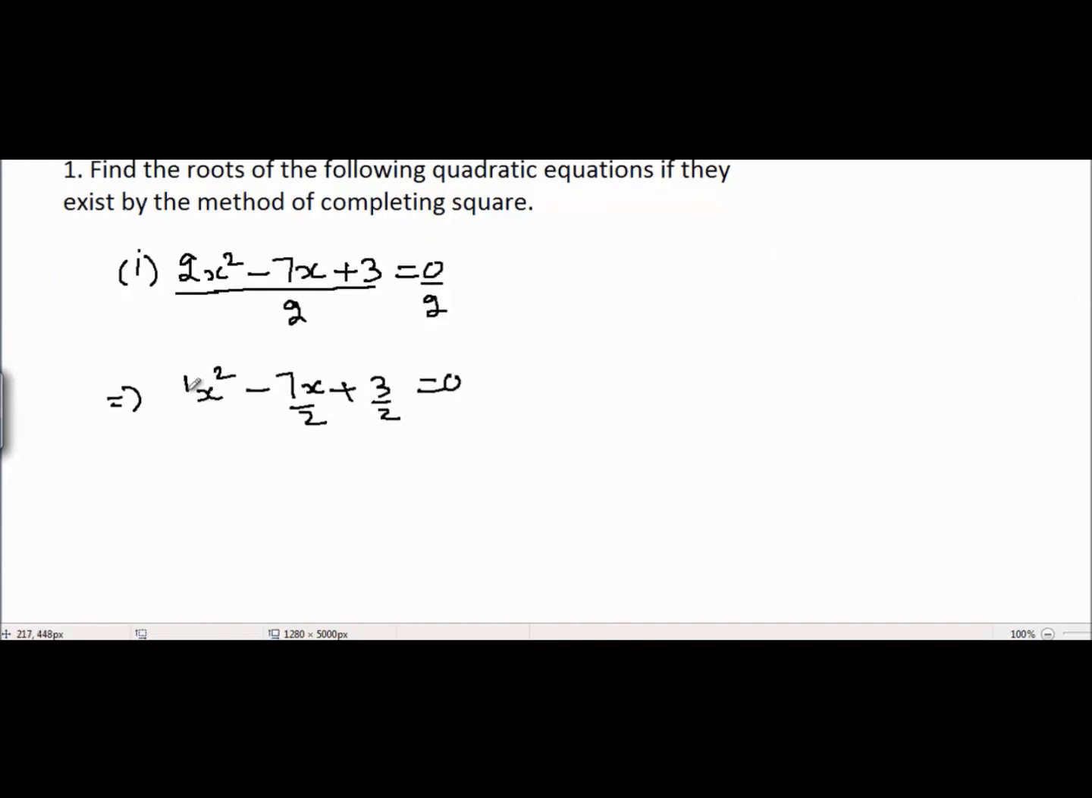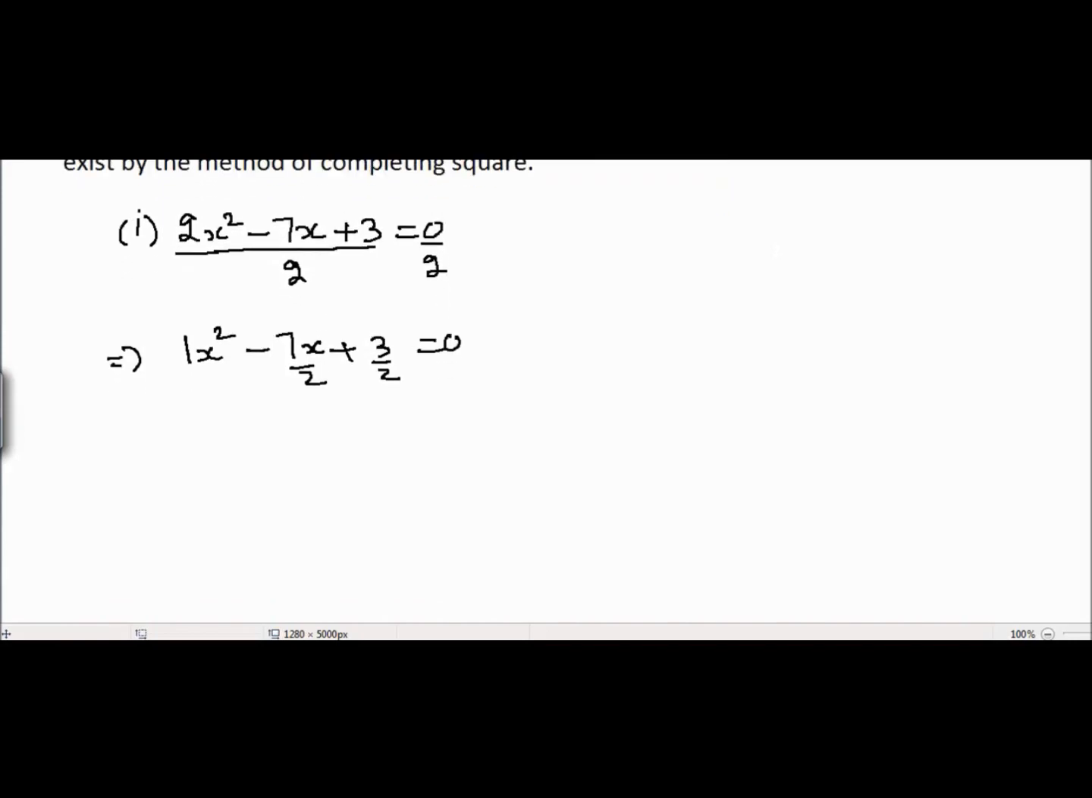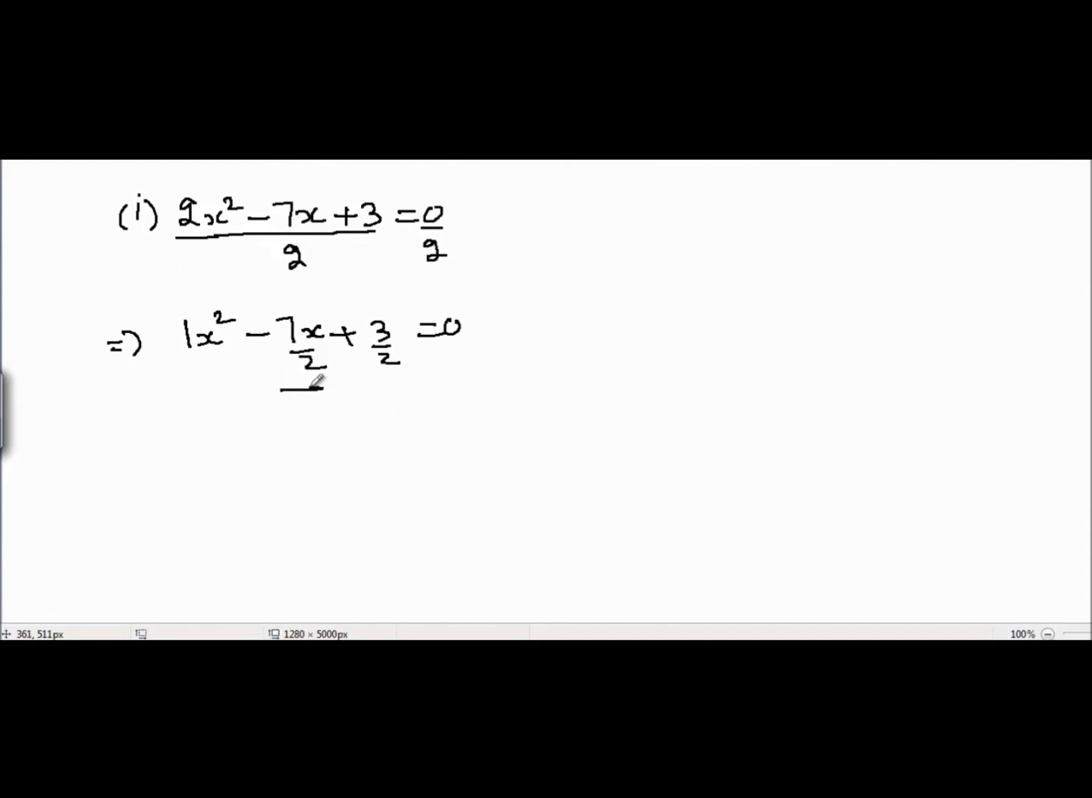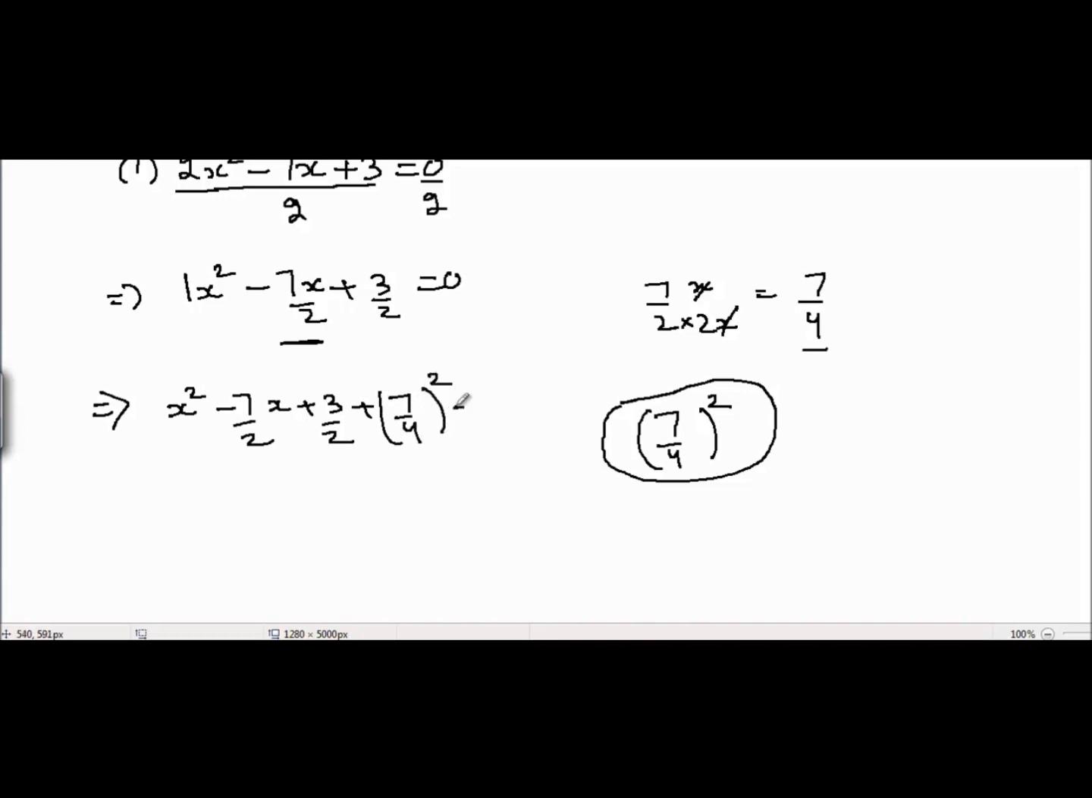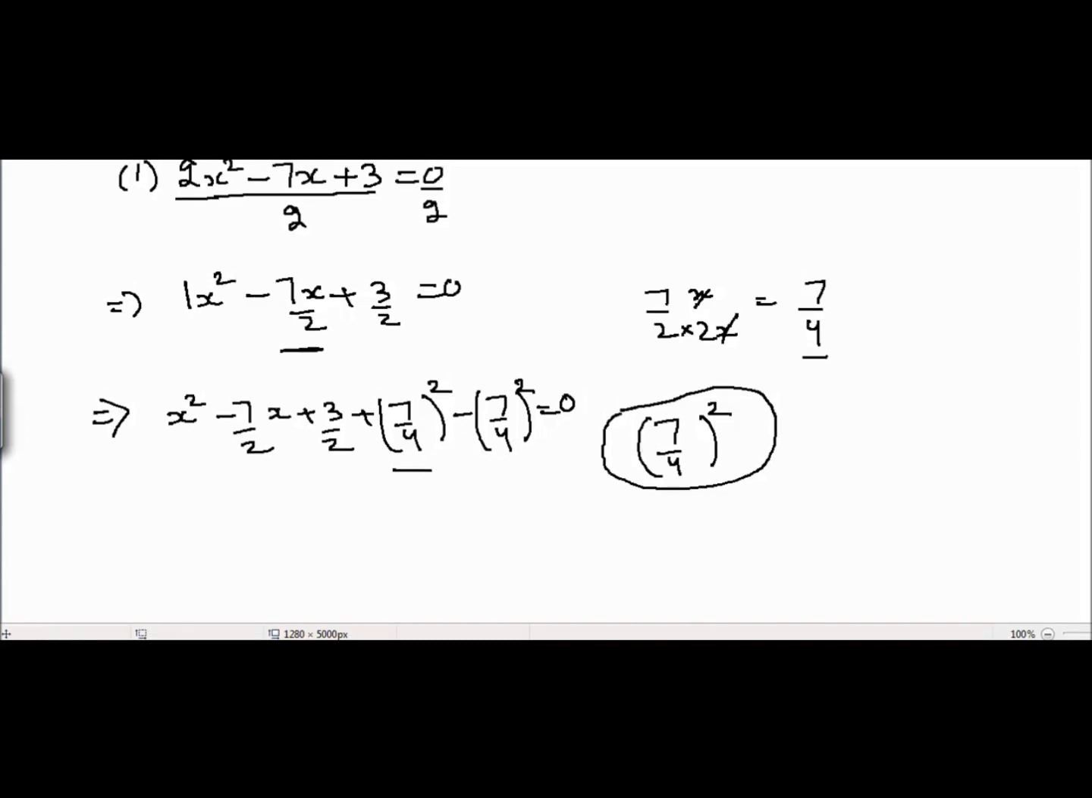Now the coefficient of the x² term is 1, so I can proceed to the second step. The second step is I divide the middle term, the x term where the degree of x is equal to 1, by 2x. If I divide this middle term by 2x, the x and x get cancelled and I get 7/4. Now what to do with this 7/4? I will square this term, and whatever this number is, I will add it to the original equation and I will also subtract it. So I have subtracted the same number from the original equation and added the same number to it. It won't make any difference to the original equation.